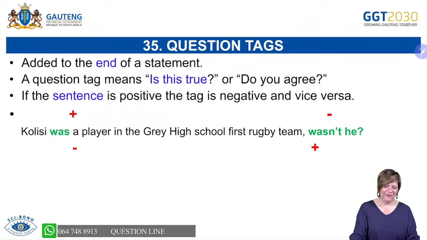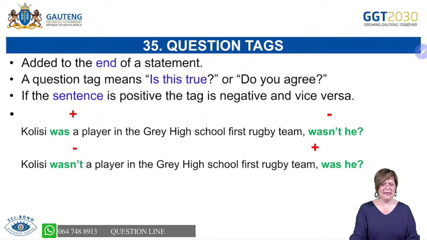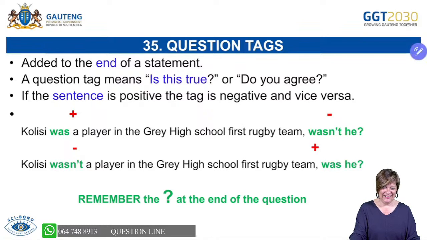Let's try another one. Kulisi wasn't a player in the Grey High School first rugby team. Was he? Can you see how it works? If the sentence is positive, your tag must be negative, and vice versa. It's as easy as that.